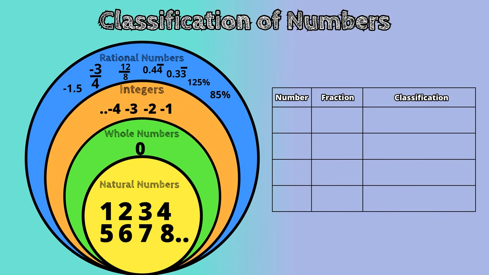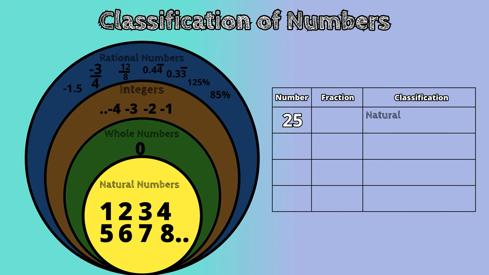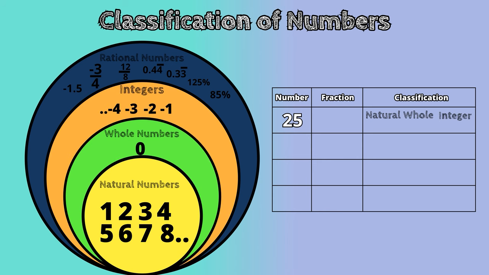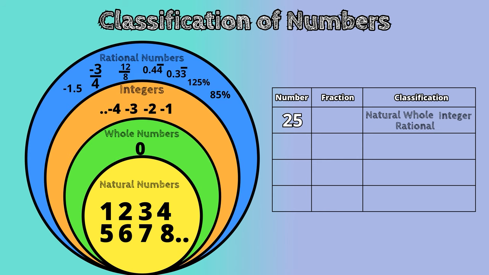Let's say we have the number 25. The number 25 can be classified as a natural number or counting number, as a whole number, as an integer, and as a rational number, since it can be expressed as a fraction, 25 over 1.